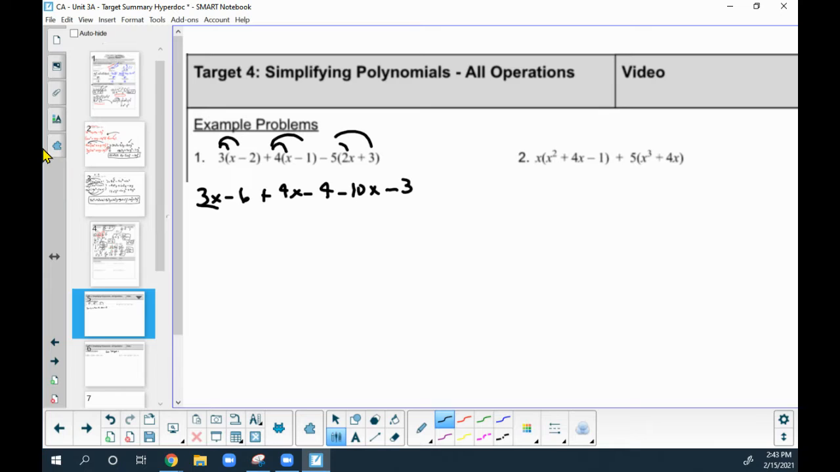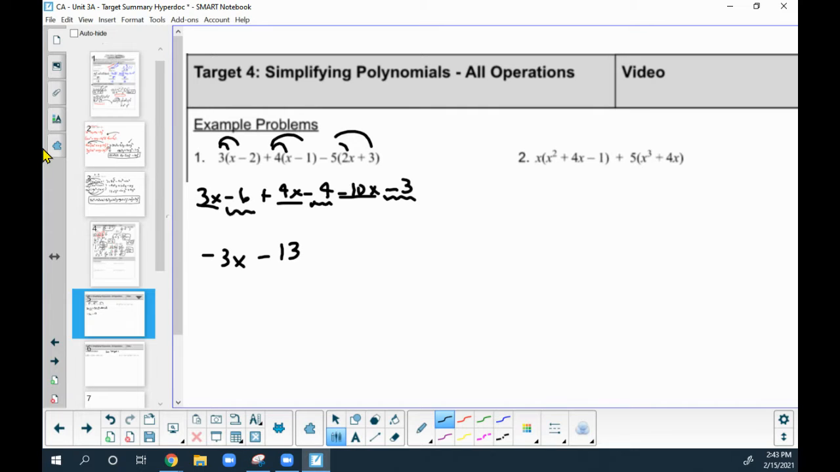And now x's with x's, so I underline constants, meaning numbers with numbers. Watch their signs that go with them. So it looks like we've got a 3 and a 4 and a negative 10. So we've got 7 minus 10, that's negative 3x. And we've got a negative 6 and a negative 4, that's negative 10. And then another negative 3, that's negative 13.